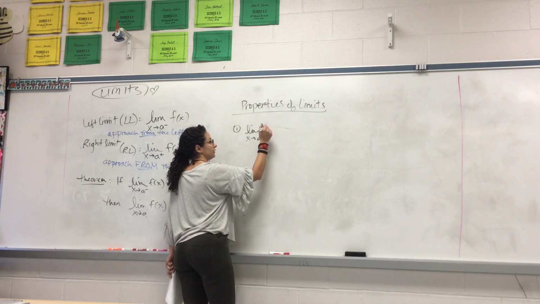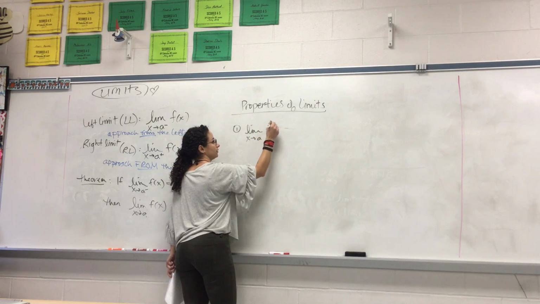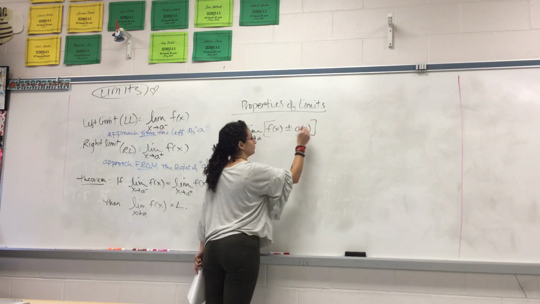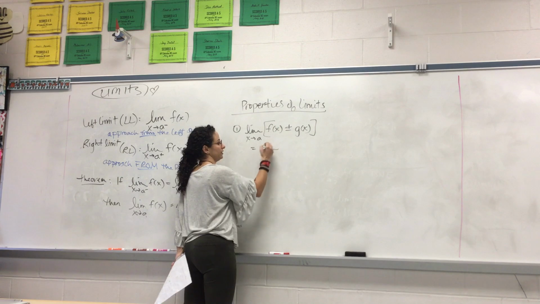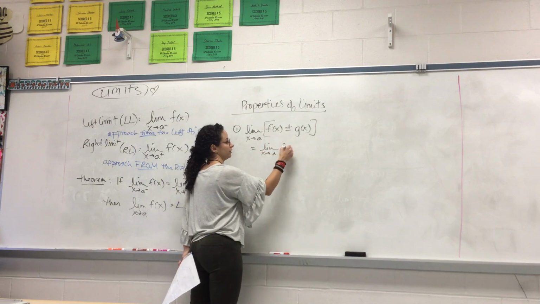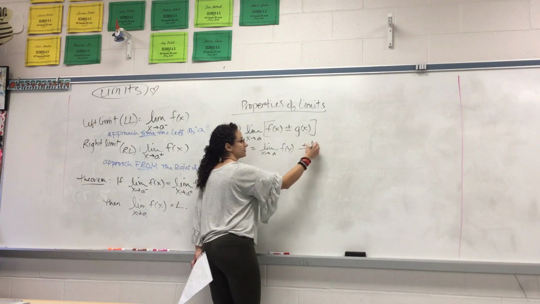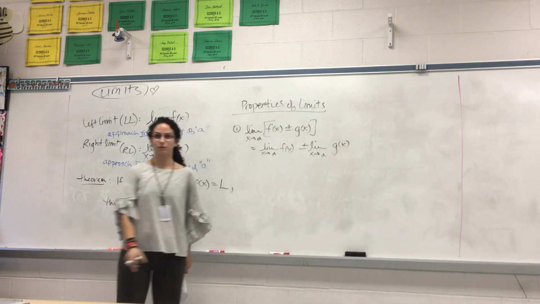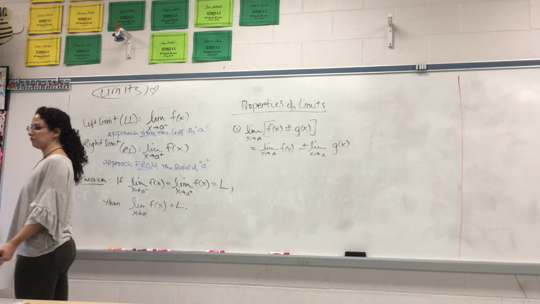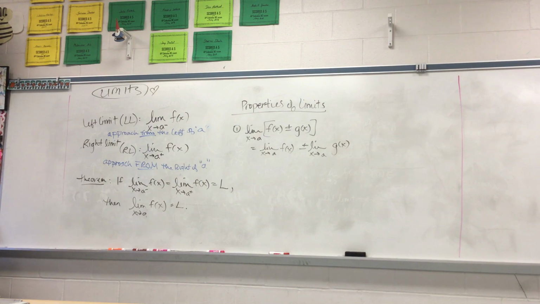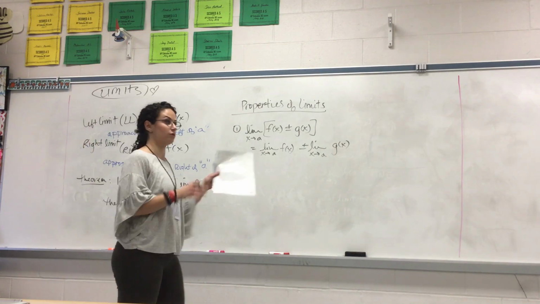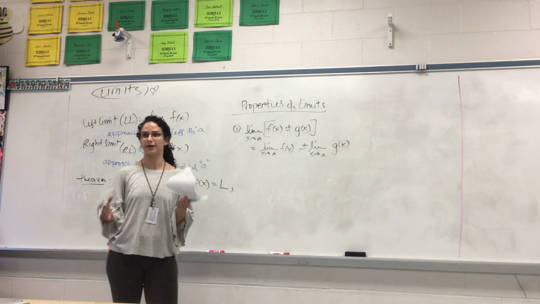If I have the limit of a sum or difference of functions, you're just going to do the limit of each one and either add or subtract them based on what you're asked. This is a helpful property when sometimes the limit of one function gets too convoluted, or the big function is too convoluted, so you look at the individual pieces and then you can put them back together.